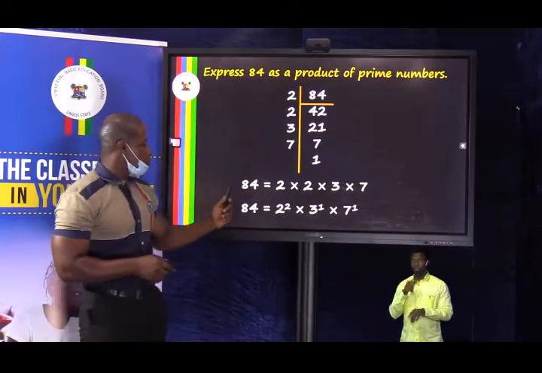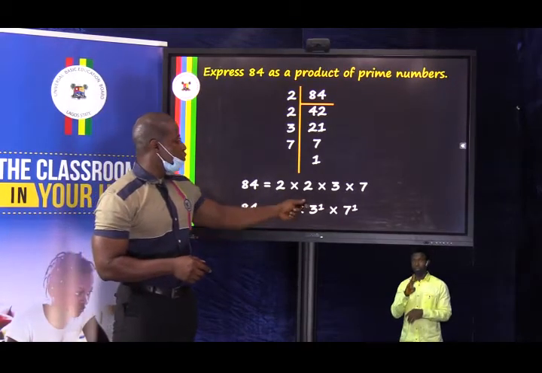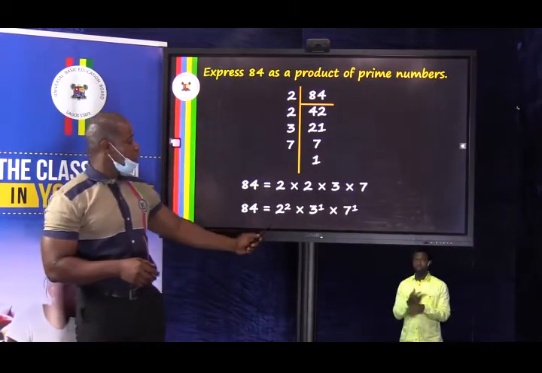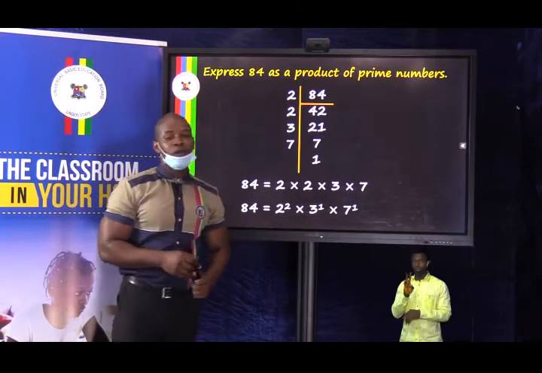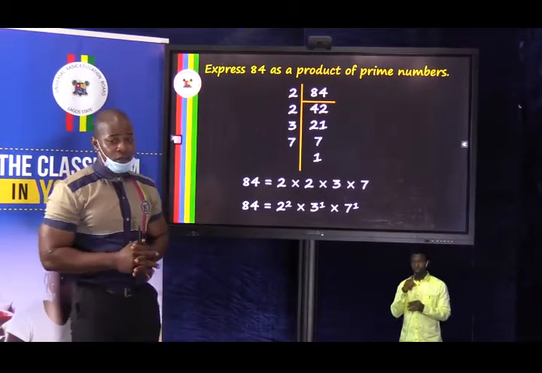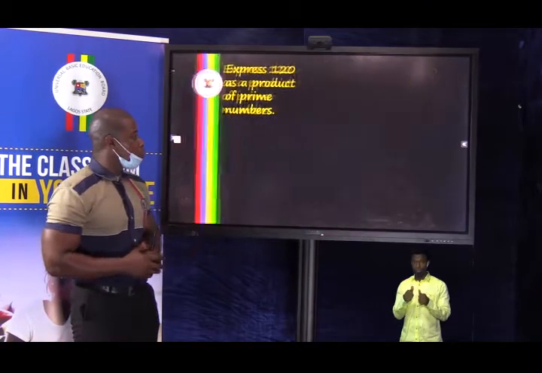So now 84 is 2 times 2 times 3 times 7. And that is 2 in 2 places, 3 in 1 place, 7 in 1 place. Did you get that right? Good job you. Let's check out the next one.